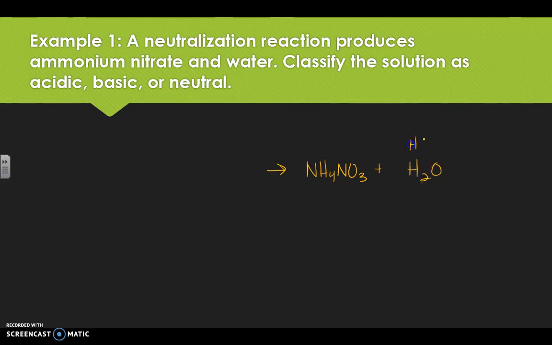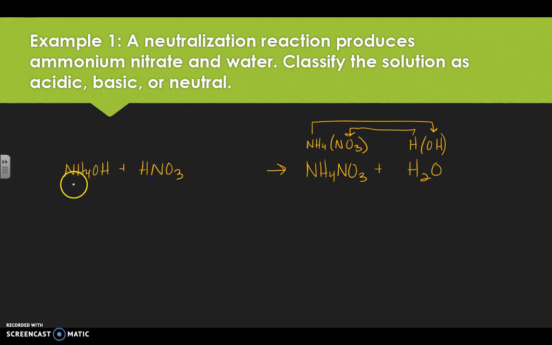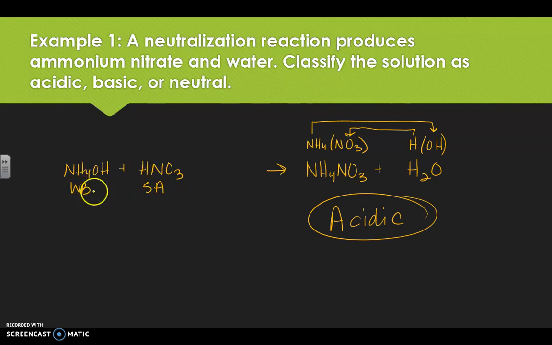Okay, so the water breaks apart into H's and OH's, right? And the ammonium nitrate breaks apart into ammoniums and nitrates. And hey, guess what? It's a double replacement reaction, so let's just go backwards. So we have ammonium hydroxide, and we have nitric acid, and then we just look and say, well, ammonium hydroxide is actually going to be a weak base, and nitric acid is going to be a strong acid, and so this would be an acidic solution because strong acid, weak base. That's all you've got to do.